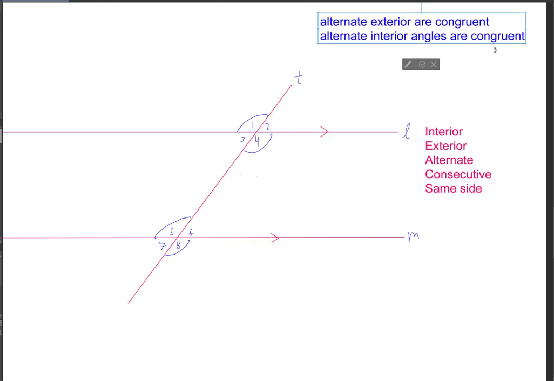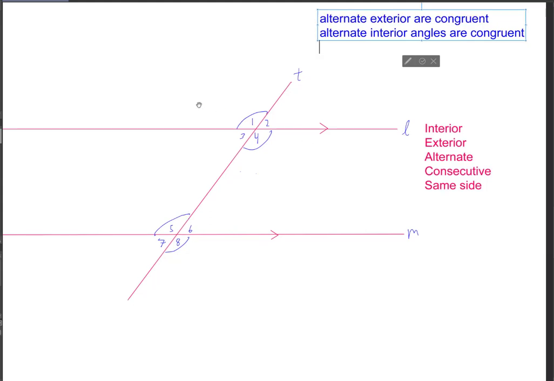Let's keep going. Not only is that true, but you'll also notice if you have 1 and that 1 is equal to 4, well, if you think about it, this whole distance here, because it's a straight line, has to be 180 in total, right? So 2 has to be 180 minus angle 1. So it's going to be some amount. But also, since 1 was equal to 4, then 4 is also going to be the same as 1.